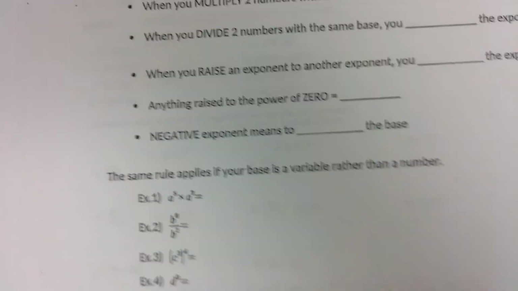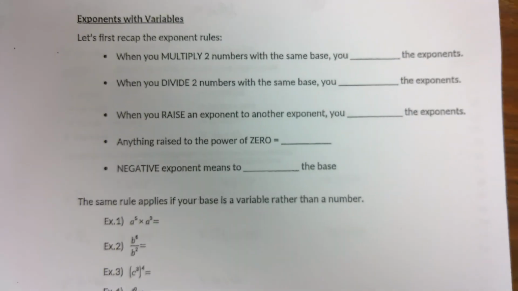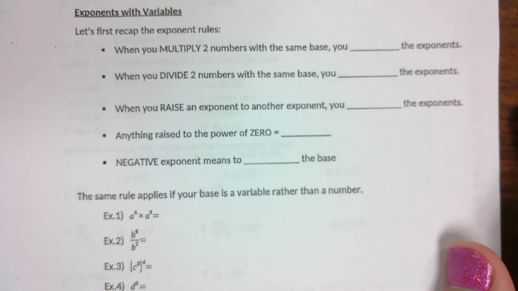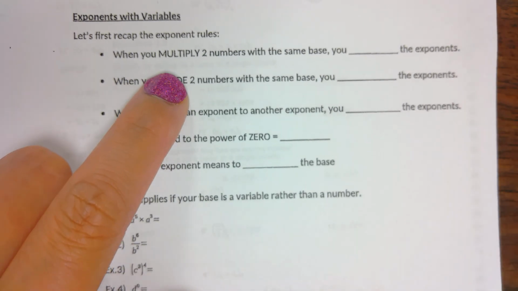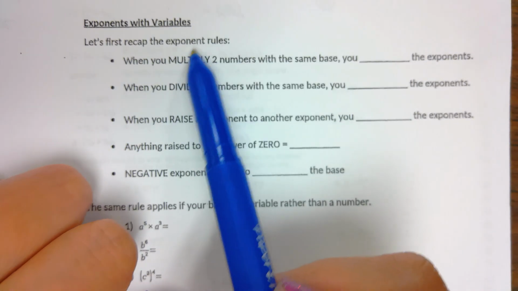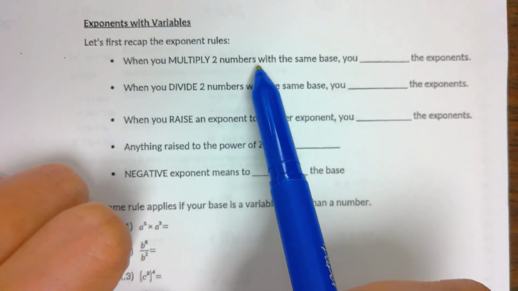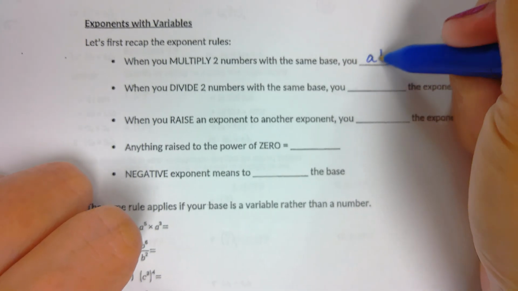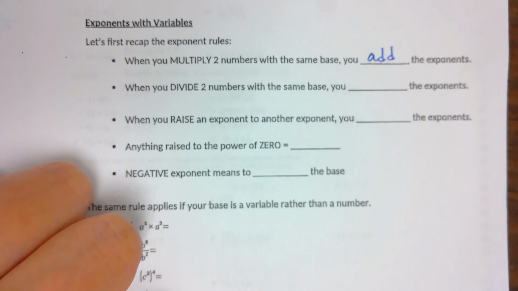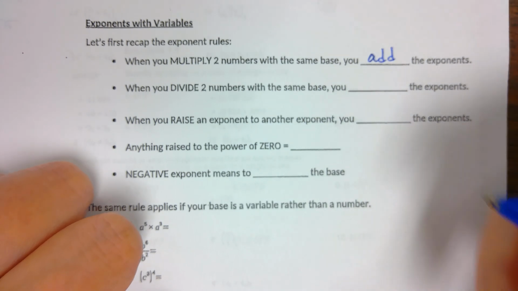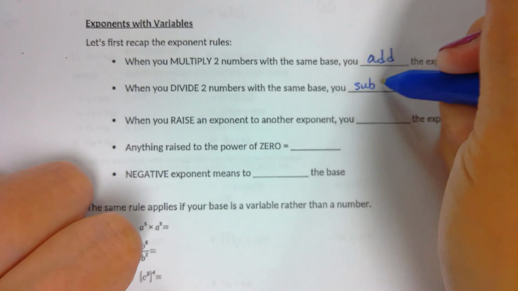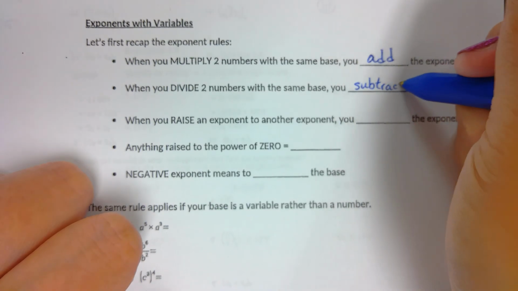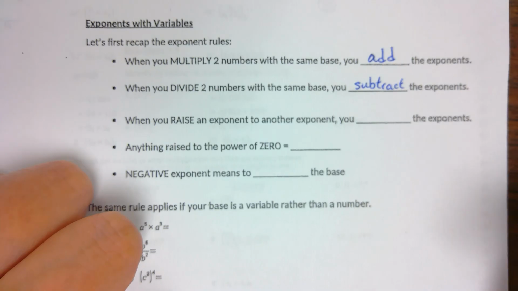Short lesson right here. So now that you guys know how to apply it with numbers, do you think you can apply it with variables? Yeah? Okay, let's apply it with variables. So let's first off recap our exponent rules. When you multiply two numbers with the same base, what do you do to the exponents? Vincent. Right. When you divide two numbers of the same base, what do you do to the exponents? Claire. And when you raise an exponent to another exponent, what do you do? Yeah. Multiply.